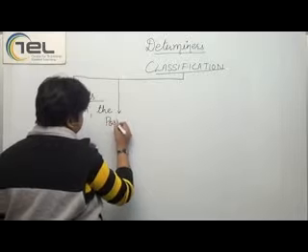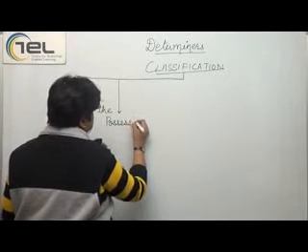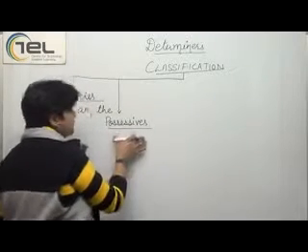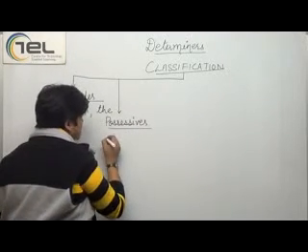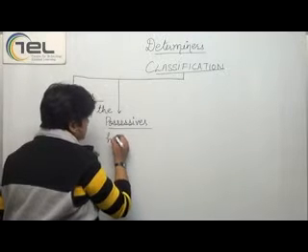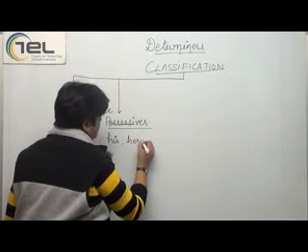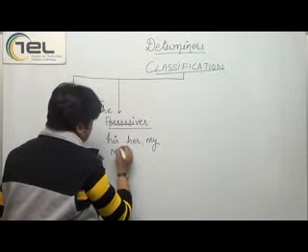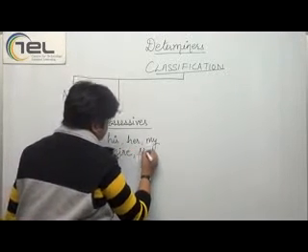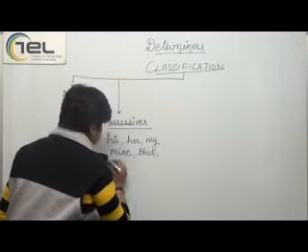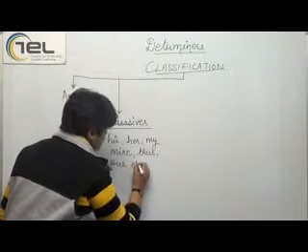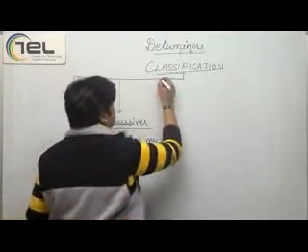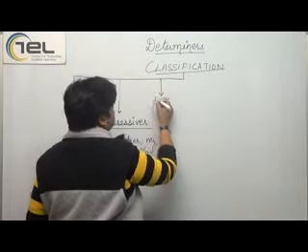possessives. Now in the category of possessives come his, her, my, mine, their, our, etc. Means the words that show possession of something. Then comes demonstratives.